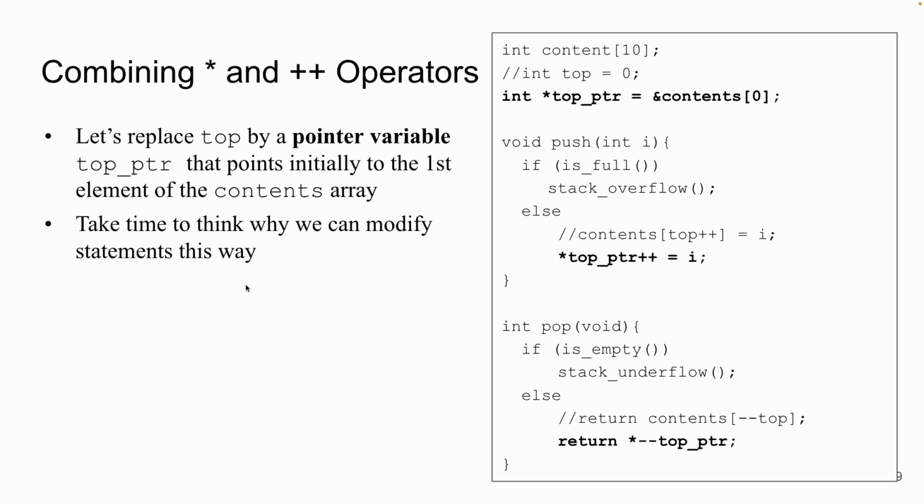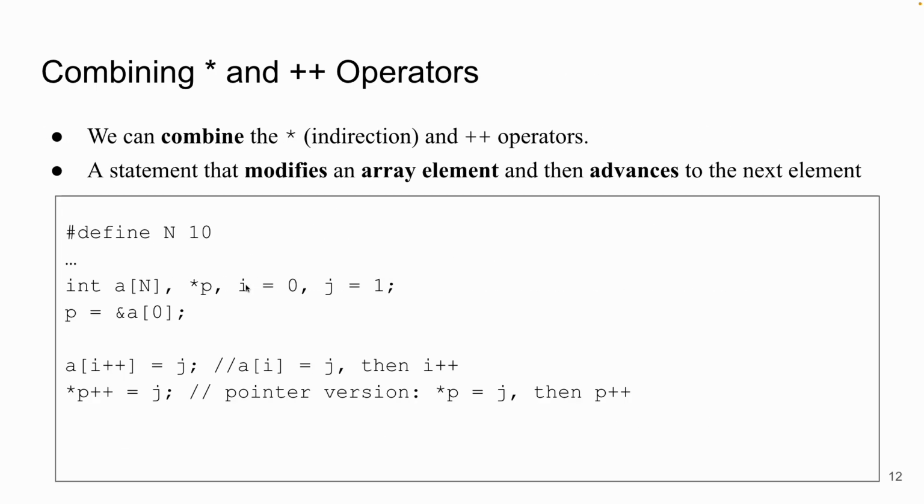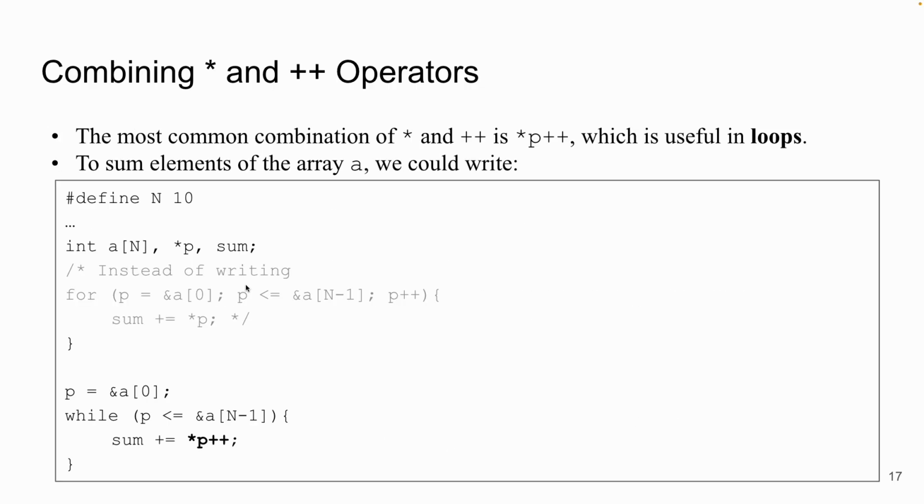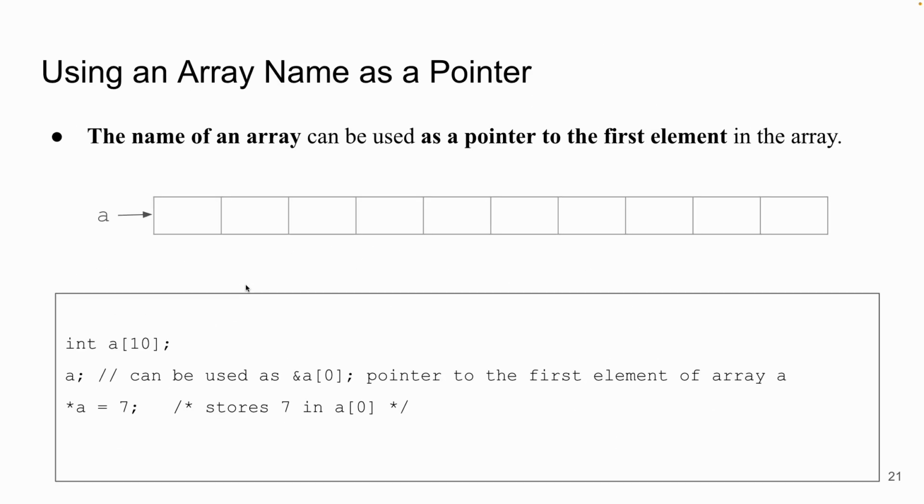So before the break, we introduced the combination of the increment operator and the indirection operator, and how we can use pointers to traverse an array. And after the break, what we're going to do is continue with the second topic. Actually, the second topic is related to the first one. The topic is using an array name as a pointer.